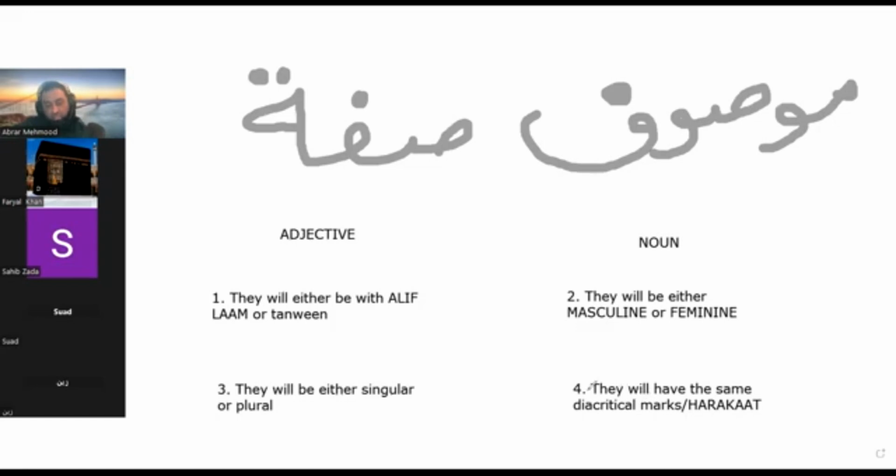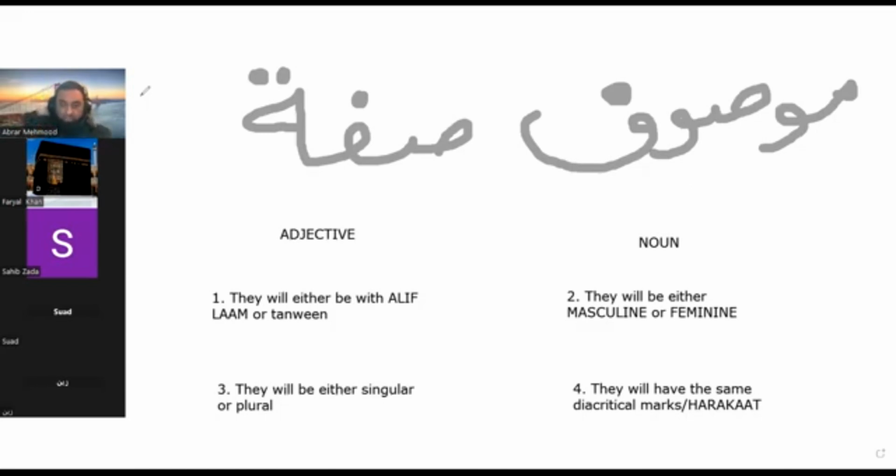Point number 4, they will have the same diacritical marks or harakat, meaning if this has got a rafa or double rafa, so will this. If this has got a single jar, kasra, or double, then this will reflect it exactly. If this has got a nasab, meaning a fatha, single or double, the adjective will reflect it. Okay, so that is the rules of mawsuf and sifa. Are there any questions initially before we move back to the text? Any questions at all regarding that?